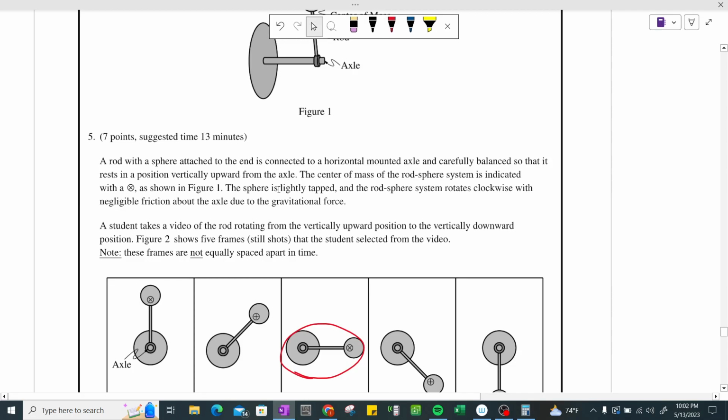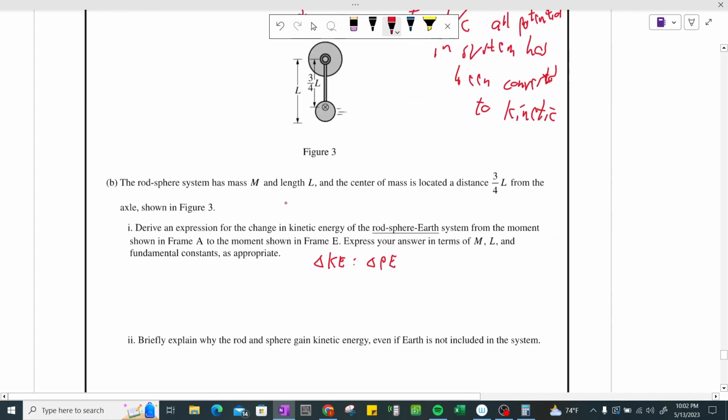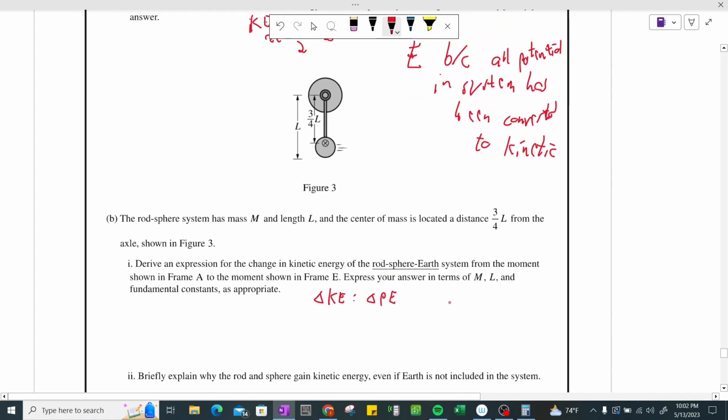It is lightly tapped. The implication is it's basically enough to dislodge it, but it's not enough to give it any measurable amount of kinetic energy. So we got 3/4 L. So my change in potential energy is mg delta y. The reason we're saying delta y is because we have a change in height. It started 3/4 L above. It finished 3/4 L below. So I actually get 6/4 L as my delta y.